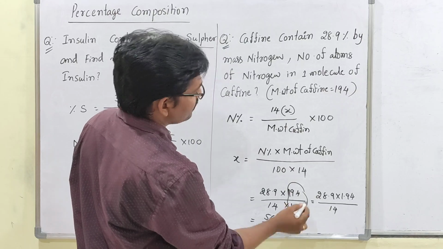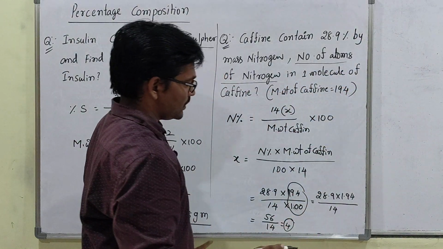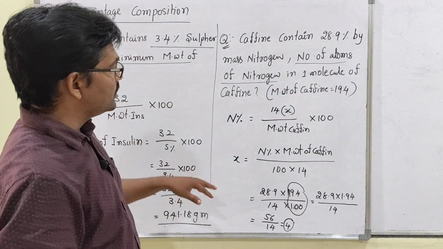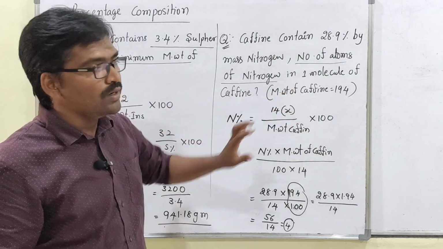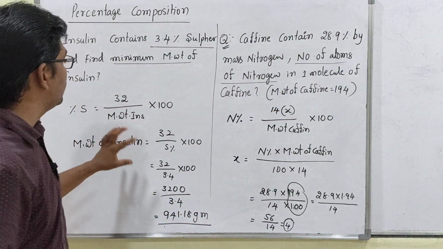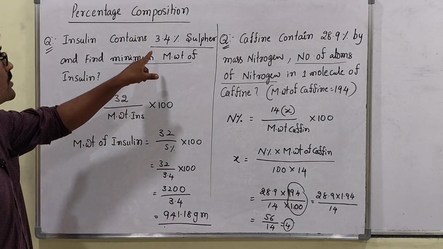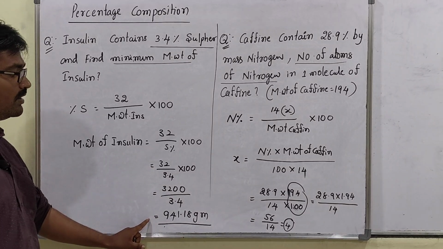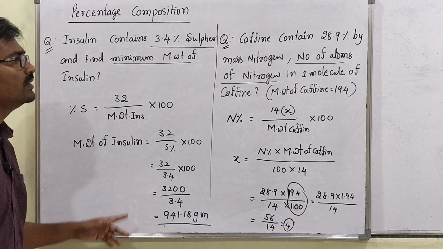So how many nitrogen atoms are there? 4 nitrogen atoms are present in it. Understand, my dear students? If they give percentage composition and ask you to find the number of atoms, or when they say minimum, you have to take only one atom of sulfur as present. In such cases, if they ask for molecular weight, you find it using the same formula. Clear? Right, note it all of you.